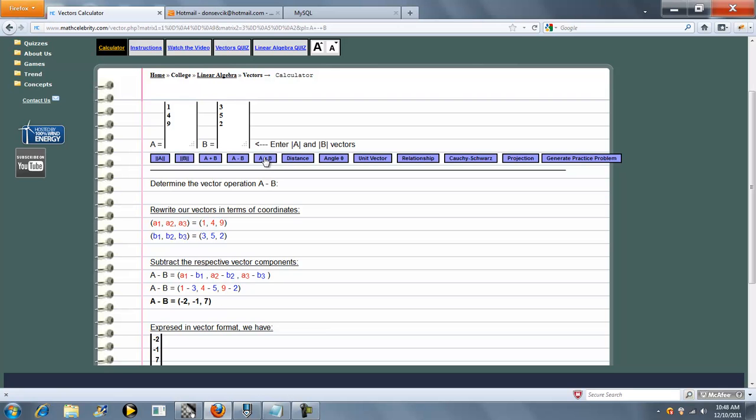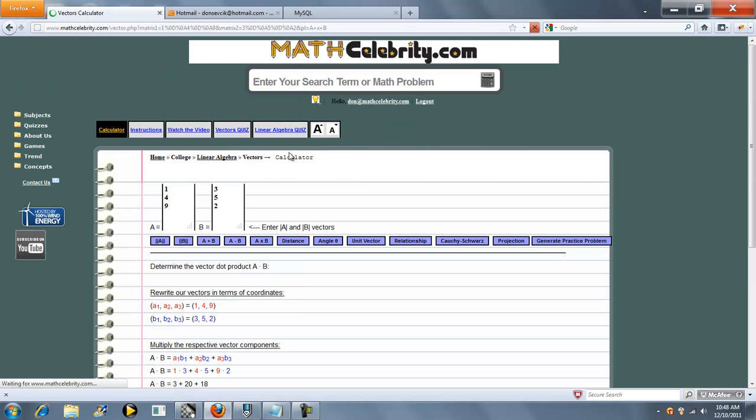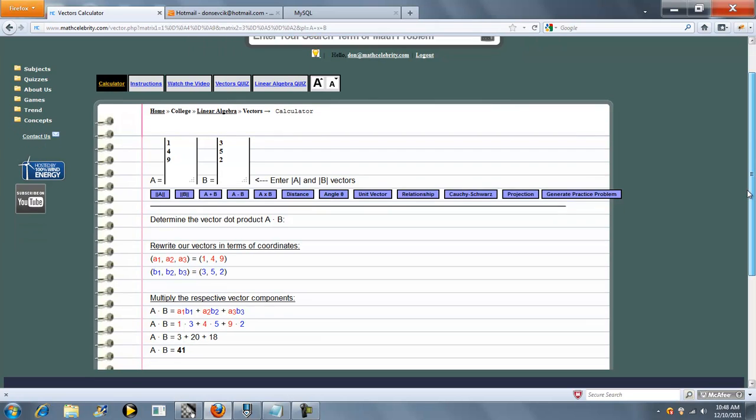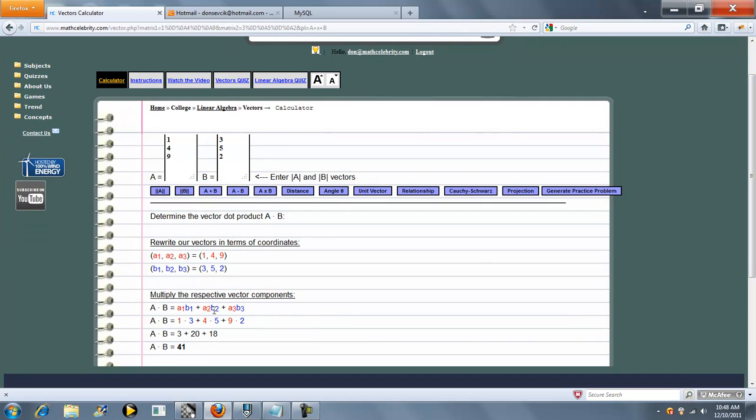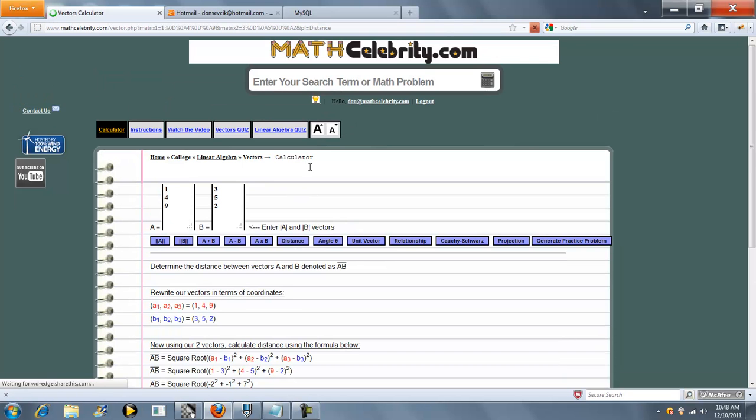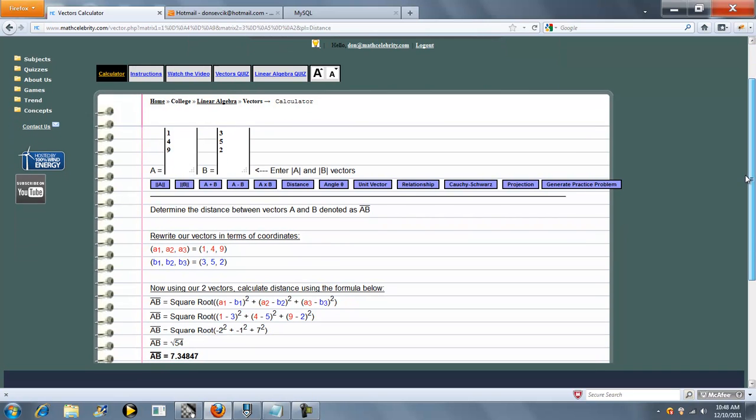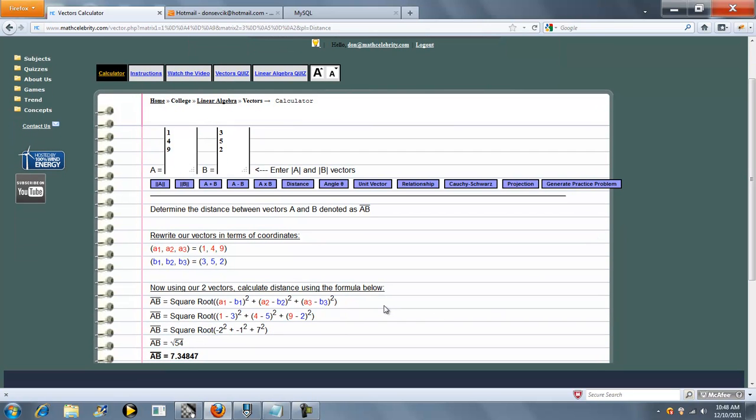We can do A times B. We've got A1, B1, A2, B2, A3, B3. And again, they're color coded so you can see where you're at. Simplify the math, and here's the answer. You can press distance. This is going to calculate the distance between the two vectors. So we use our formula here, simplify, and get our answer.